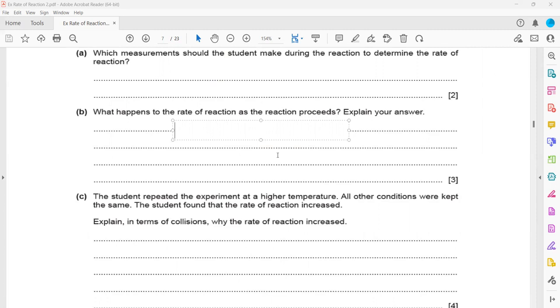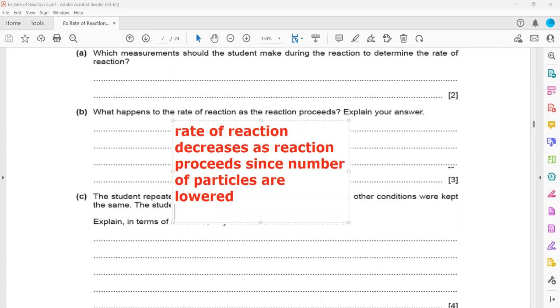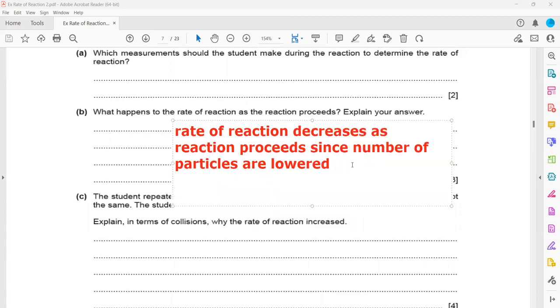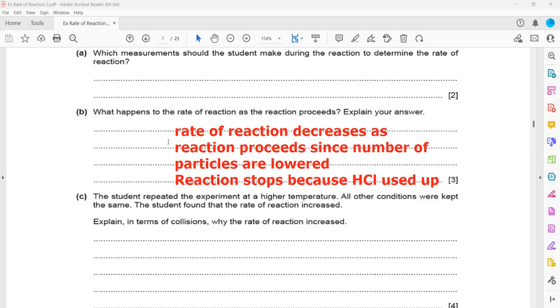And what about the third point? The reaction stops. So the third point, the reaction stops. Why does the reaction stop? Because the hydrochloric acid is used up. The limiting reagent, according to the question, is hydrochloric acid, so it is used up.